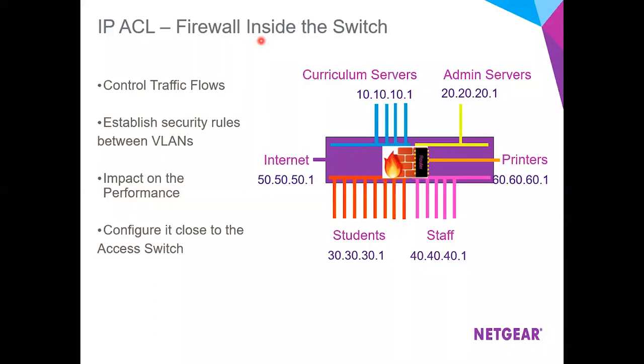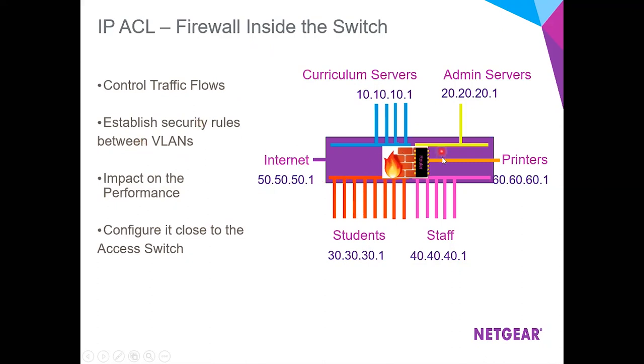So why do we want these IP ACLs? We want them because we want to control the traffic flows. For example, I don't want the students to access the curriculum server. That looks dangerous. Imagine that your students are able to change their own marks. That's not good. So we want to filter that, or, for example, between boys or whatever. We want this control.